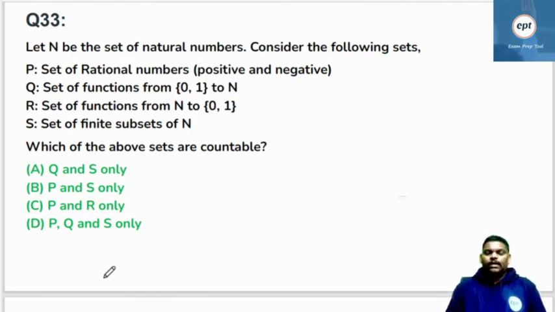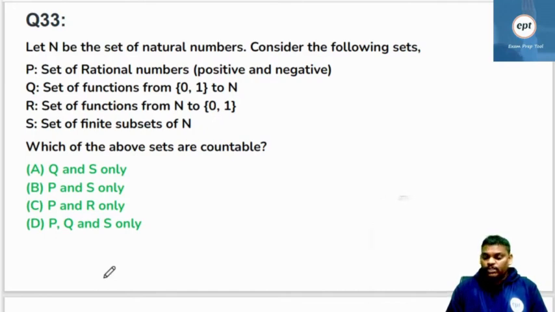Question 33. Let N be the set of natural numbers. Consider the following sets. P, the set of rational numbers. Rational numbers include both positive and negative numbers.